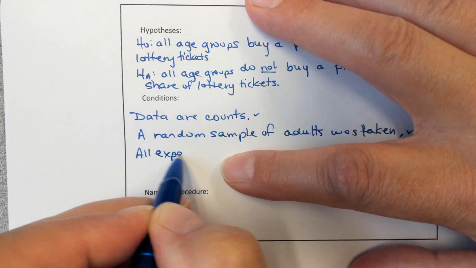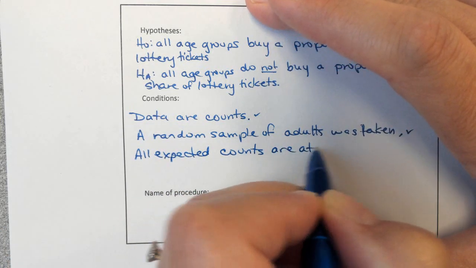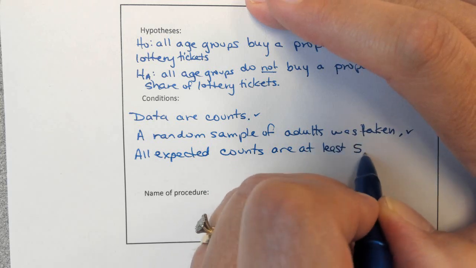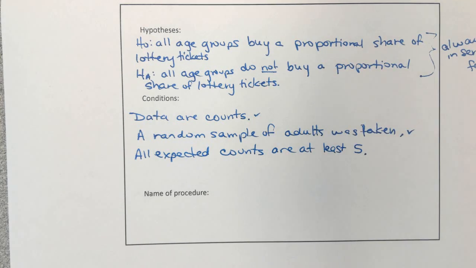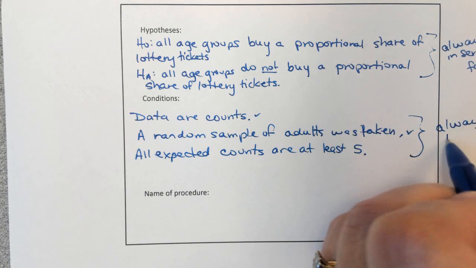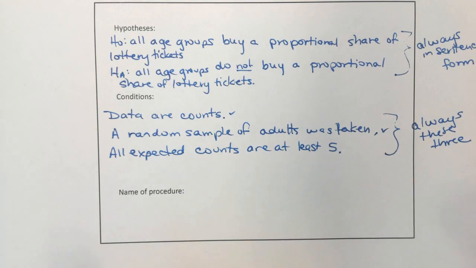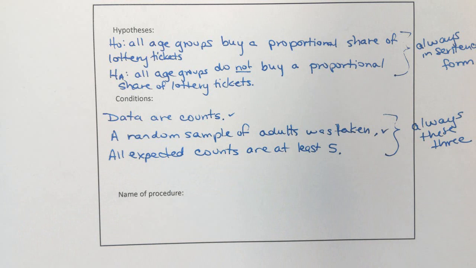All expected counts are at least 5. Now I can't check that off yet because I don't even know what my expected counts are yet. I have my observations, but I don't have the expected ones, the ones from the actual population. So that has to be accompanied with some numbers, okay? And let's make a note out here before we move on to that. Always these 3, okay?